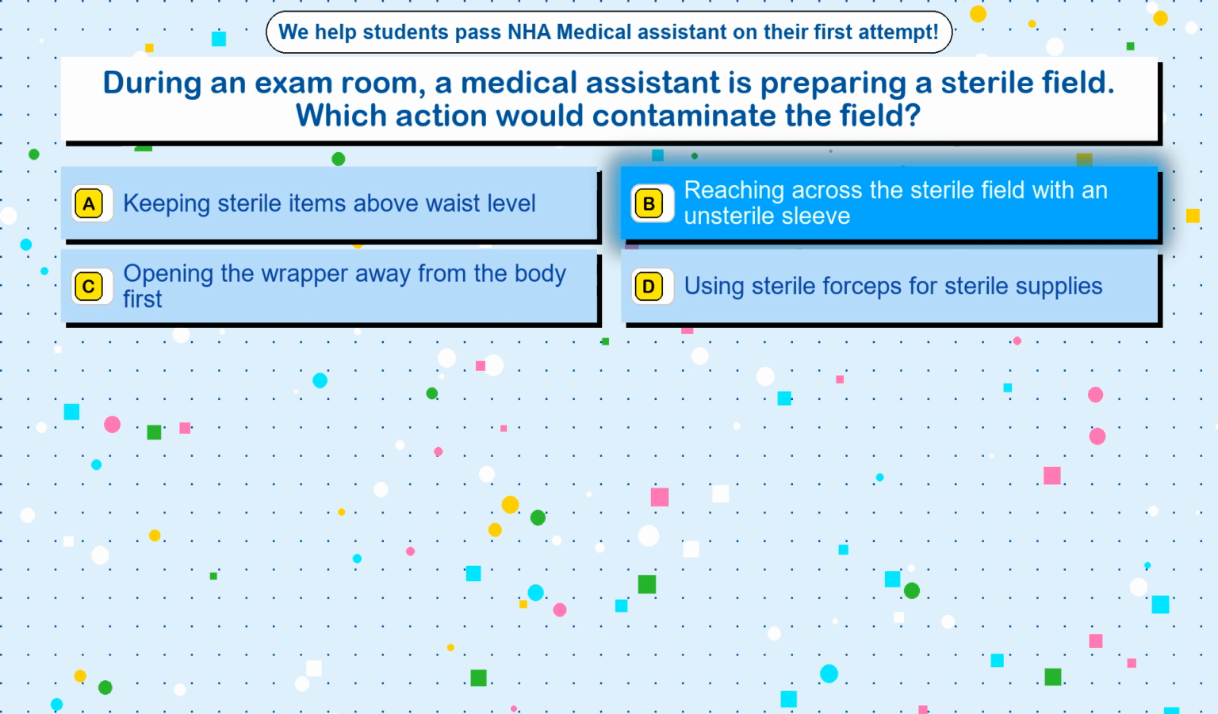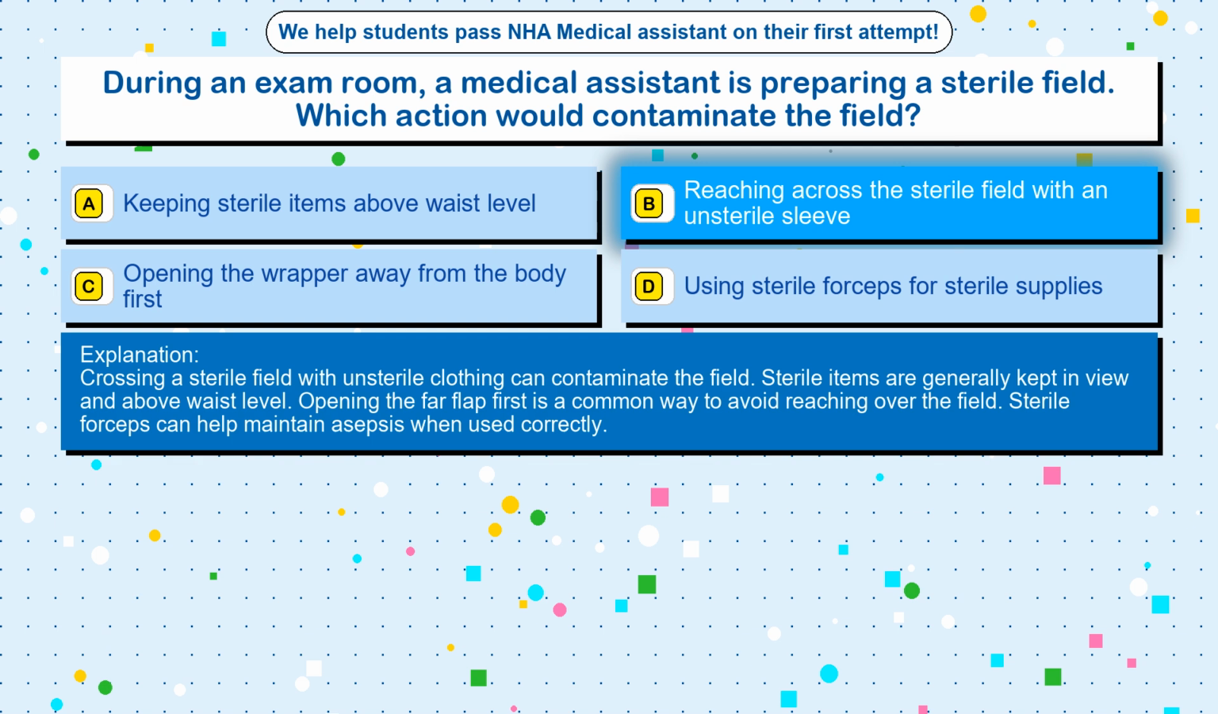The correct answer is option B, reaching across the sterile field with an unsterile sleeve. Crossing a sterile field with unsterile clothing can contaminate the field. Sterile items are generally kept in view and above waist level. Opening the far flap first is a common way to avoid reaching over the field. Sterile forceps can help maintain asepsis when used correctly.